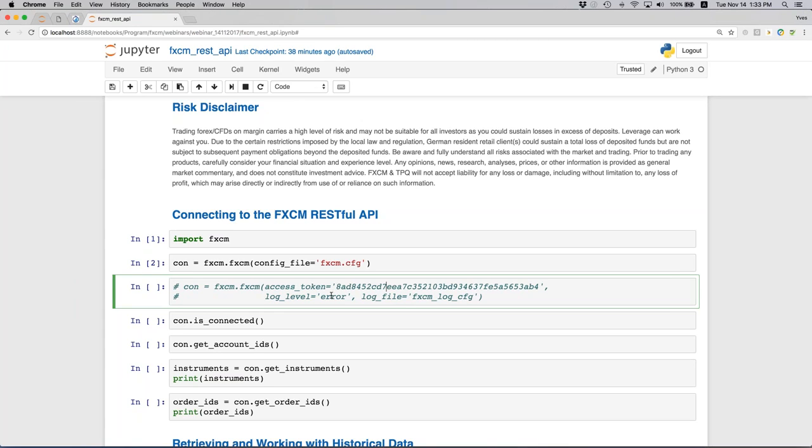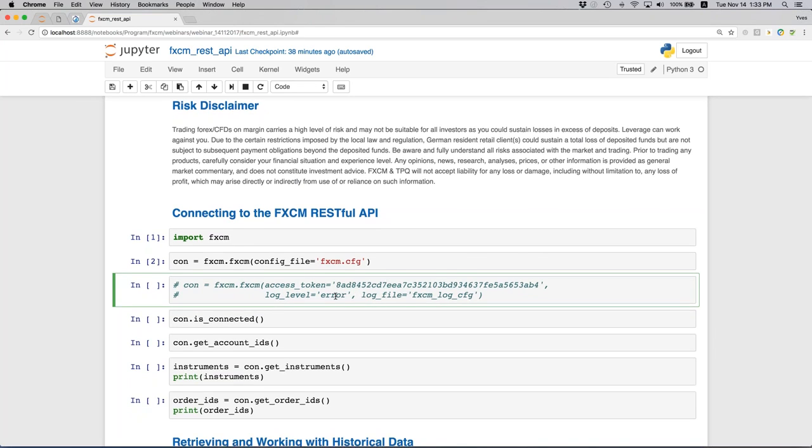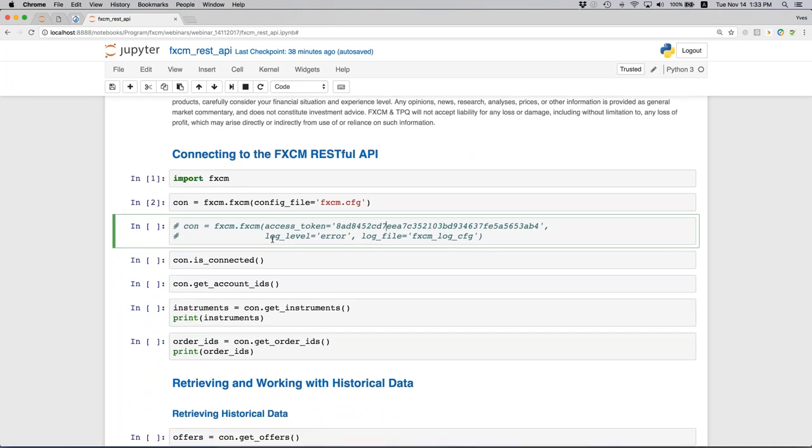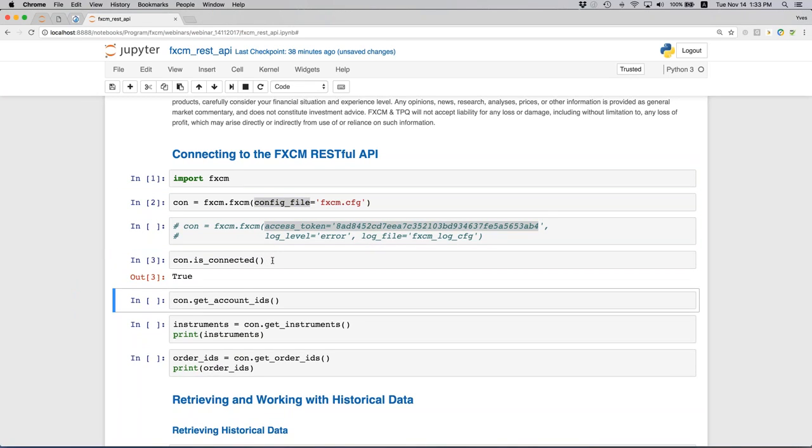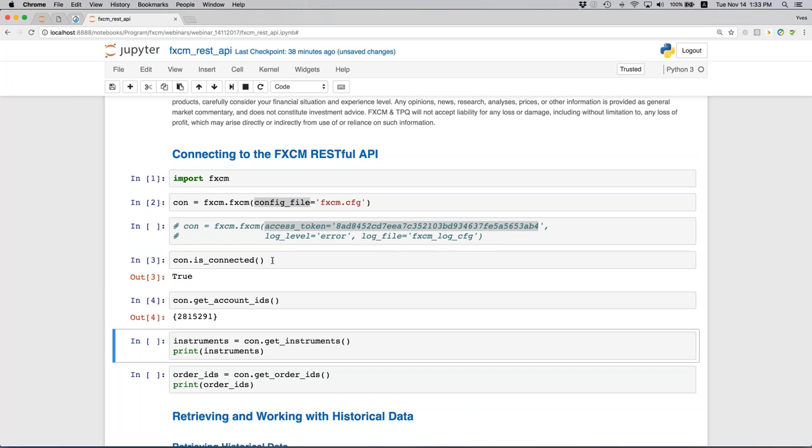this token to connect. Then you have two more options with regard to a log level and log file. So this is more from a technical point of view. But basically, this is your key. This is the token that you need to get connected. This is happening here all in the background. Once we have this connection object, I can check, for example, whether we are indeed connected. So here too, fortunately, we are connected.